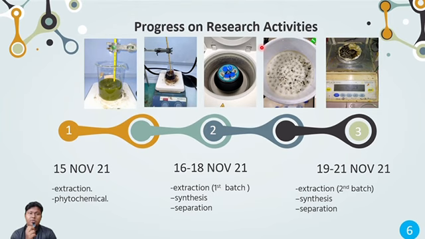Basically, this is a summary of my workflow. From 15 November to 18 November, my synthesis was done using the first batch of cassava leaf. But I haven't sent the sample for characterization yet because the amount of sample is not enough to run the analysis. All the sample was stored in a vial bottle together with silica gel to absorb the moisture.